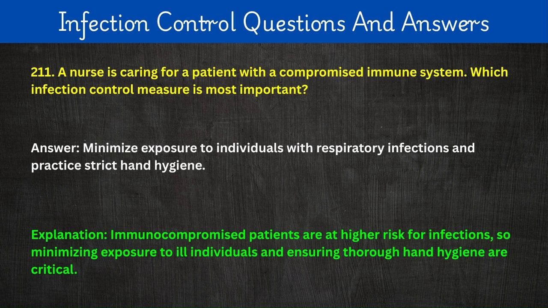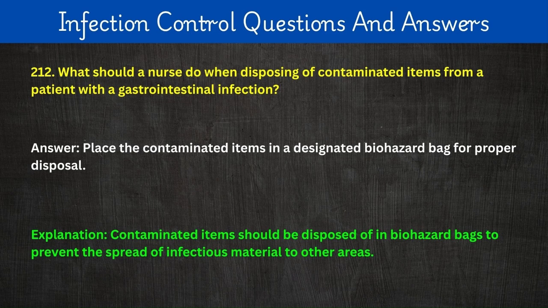212. What should a nurse do when disposing of contaminated items from a patient with a gastrointestinal infection? Answer: place the contaminated items in a designated biohazard bag for proper disposal. Explanation: contaminated items should be disposed of in biohazard bags to prevent the spread of infectious material to other areas.